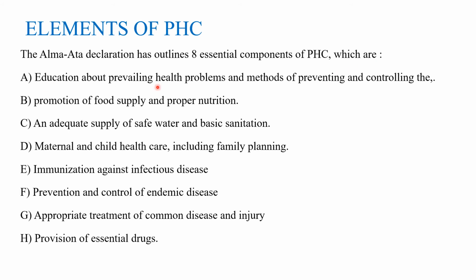The first is education about prevailing health problems and methods of preventing and controlling them. Then promotion of food supply and proper nutrition, an adequate supply of safe water and basic sanitation, maternal and child health including family planning, immunization against infectious diseases, prevention and control of endemic diseases, appropriate treatment of common diseases and injuries, and provision of essential drugs. This we will ask for sometimes 5 marks and sometimes 2 marks. So you should know the elements of primary health care, primary health centers.